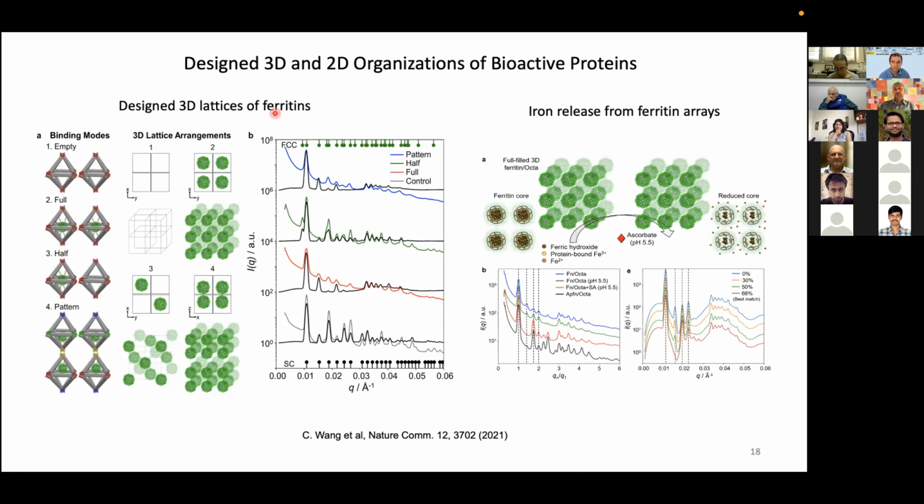For example, using ferritin to carry iron. I don't have time to go into details, but we can build different types of lattices depending on how we encode the connectivity between octahedra, and we can release iron while the ferritin is in superlattices, and monitor and characterize this process.